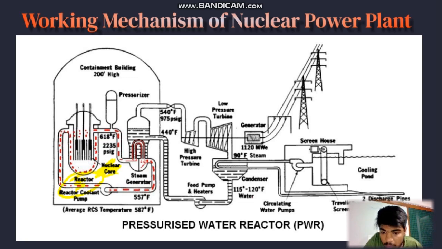Further, one of the important parts is the reactor coolant pump, the reactor coolant. So the reactor coolant, usually water, circulates through the core to remove heat produced by the nuclear fission.